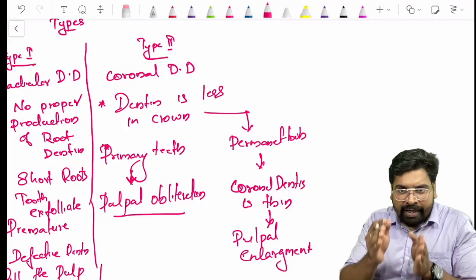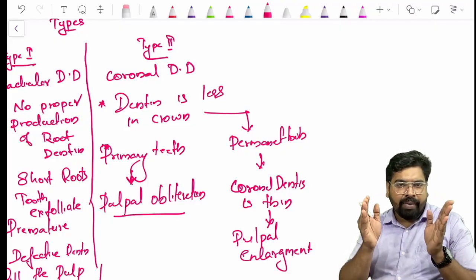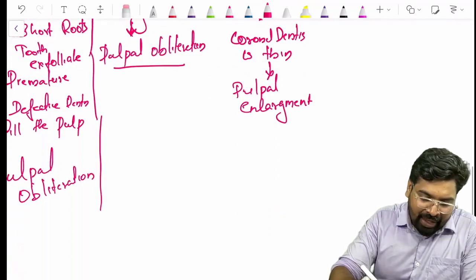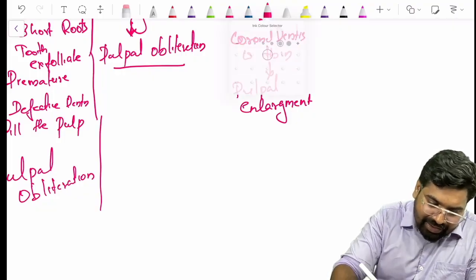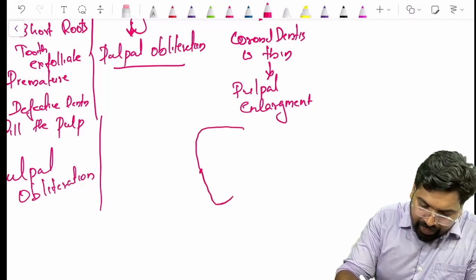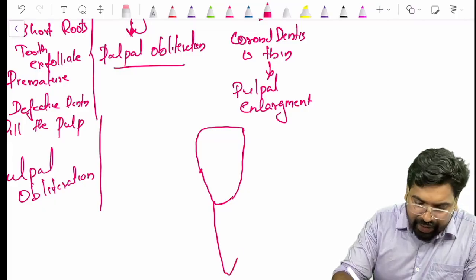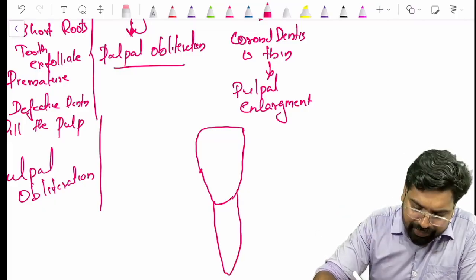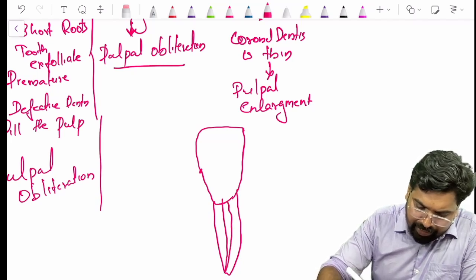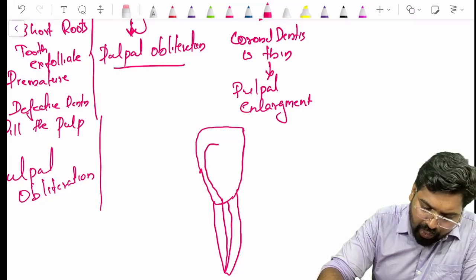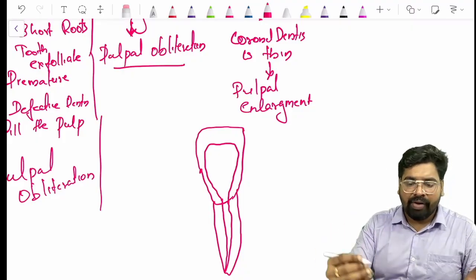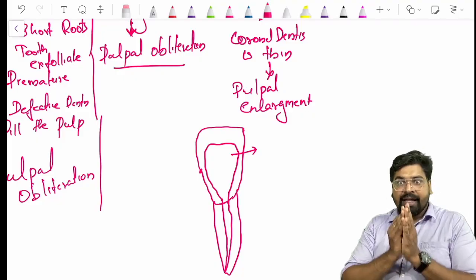So the root dentin is okay. Coming to the crown part, the coronal dentin is thin and you can see a particular appearance. If I'm drawing a tooth here, just see this. I'm going to draw a tooth here, and the root here. I'm going to draw the pulp chamber. It's coming like this. The root dentin is okay, the pulp chamber is okay, but when it comes to the crown, it will be a larger pulp chamber. So it is larger at one end.